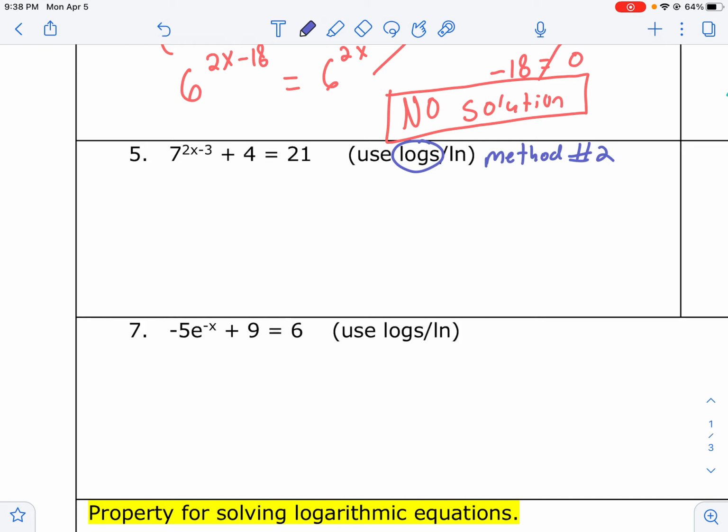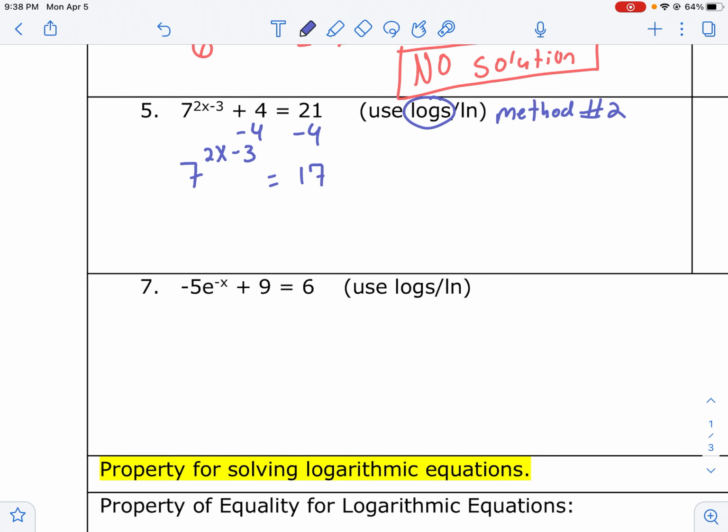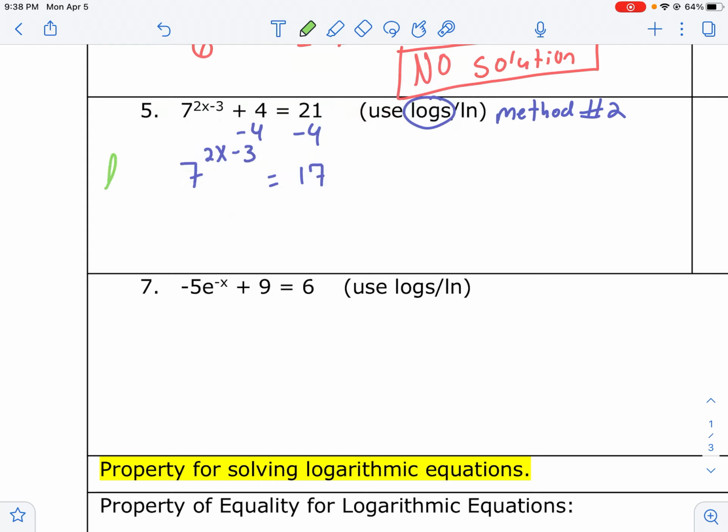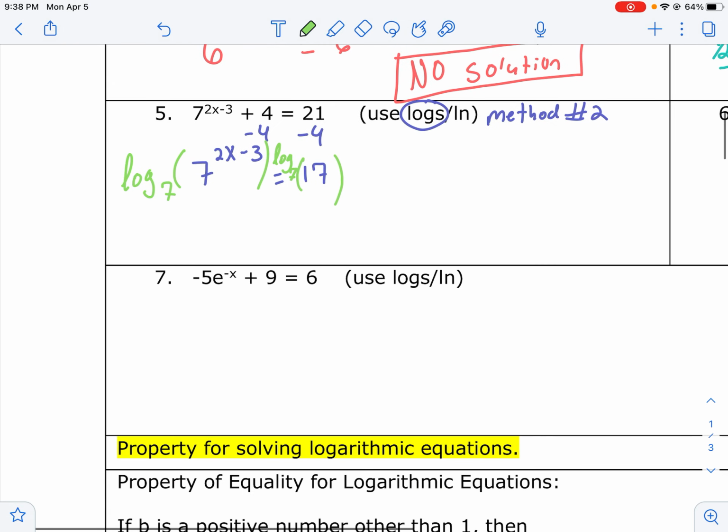So just like the last one, the first step is to always isolate. So we have to isolate these exponents by subtracting 4 from each side. That gives us 7 to the 2x minus 3. 21 minus 4 gives us 17. And now we have the exponents isolated. If we're using logs, we need to take the log with the same base as the exponent. So we're going to go log base 7 here, and then log base 7 of the other side as well. Notice I always put them in parentheses because, again, we're taking the log of both sides. We're not multiplying by log or something like that.